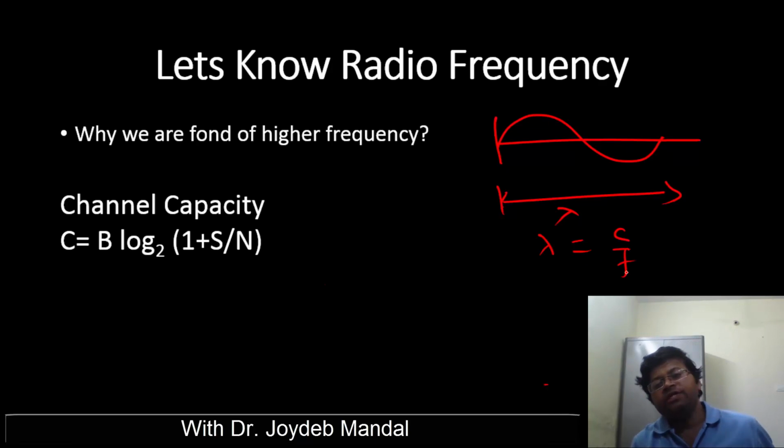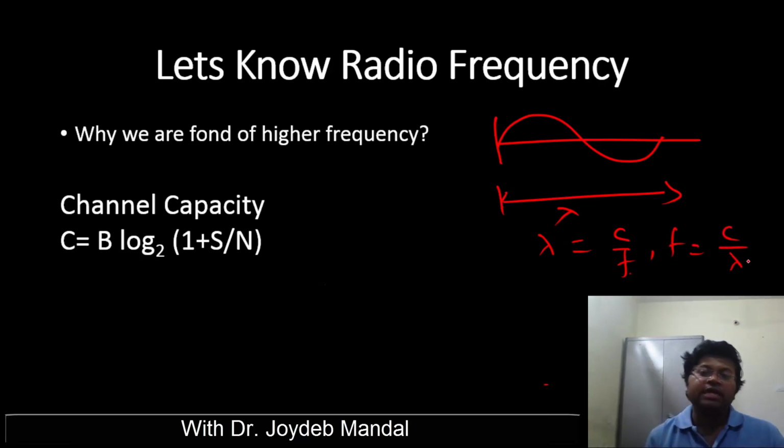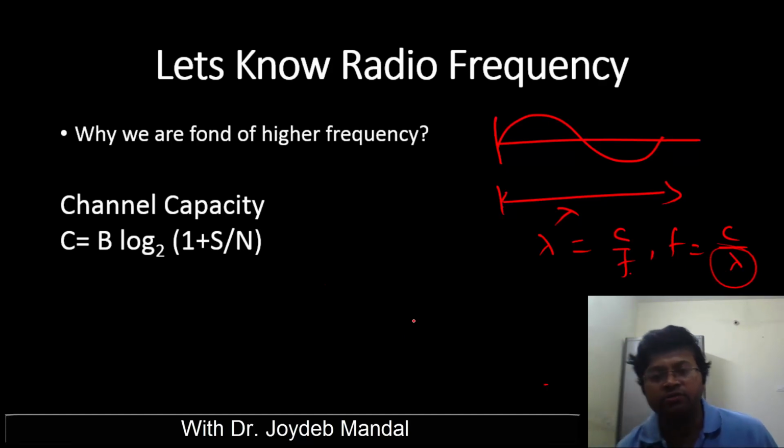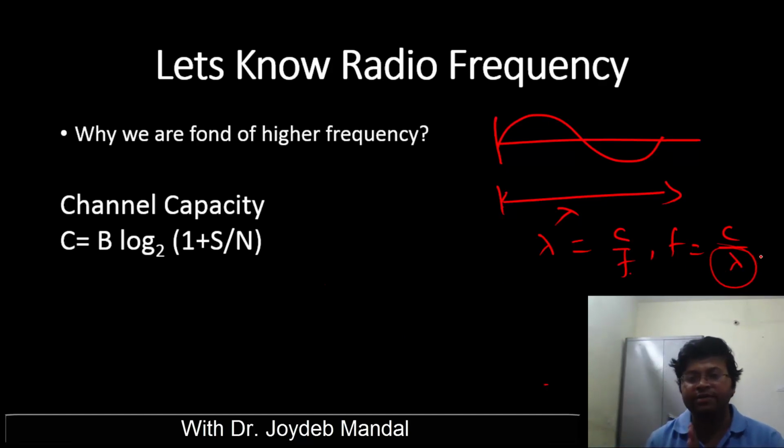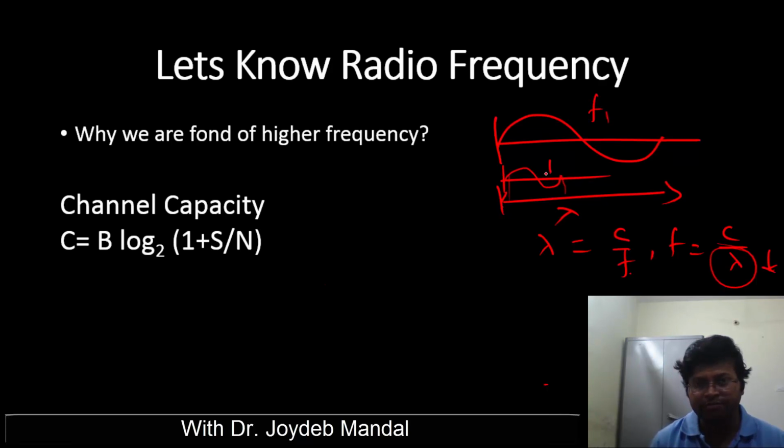Once we increase the frequency, f in terms of f equals c by lambda, so lambda will reduce. When you increase the frequency, lambda will decrease. Lambda decreasing means the wavelength will be shorter here. So this is F1, this is F2. Now what happened? If I decrease the frequency, noise will affect much.